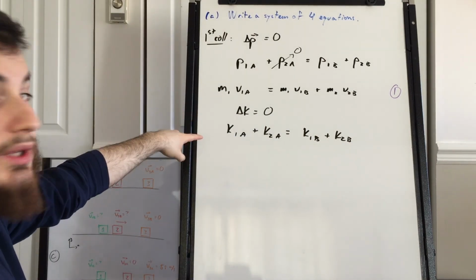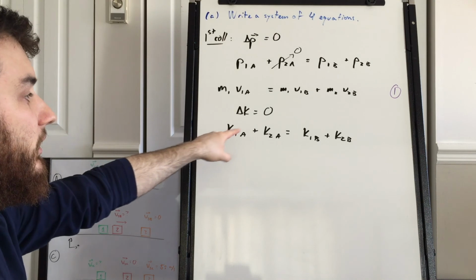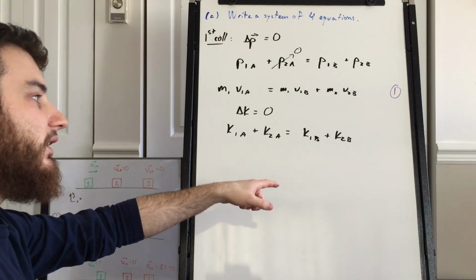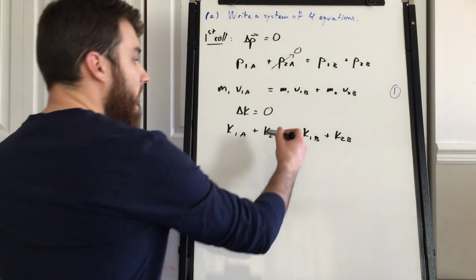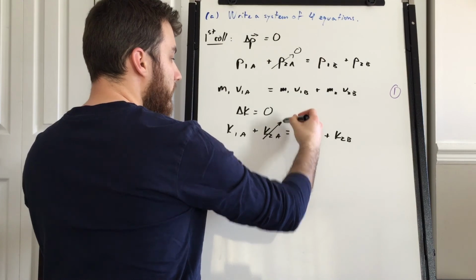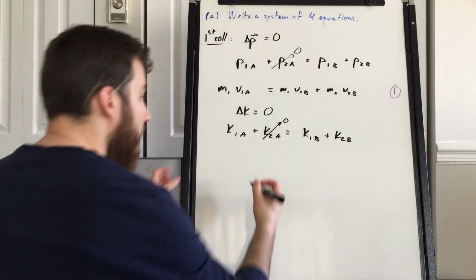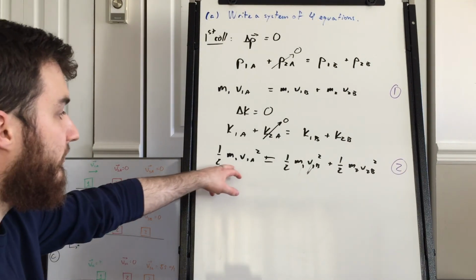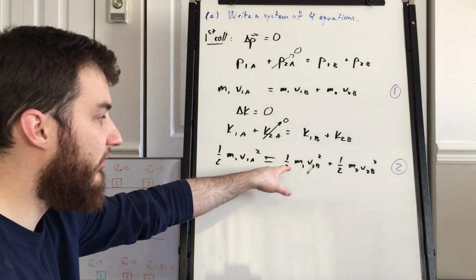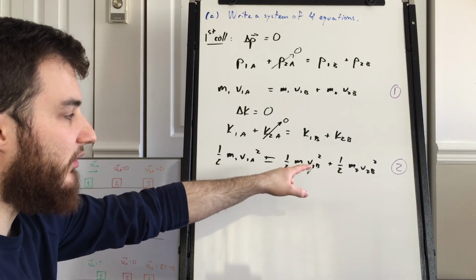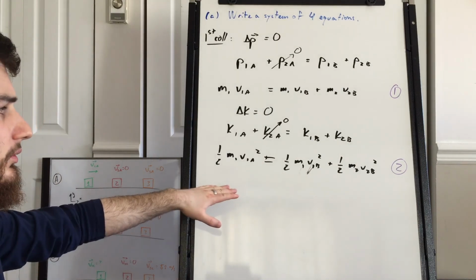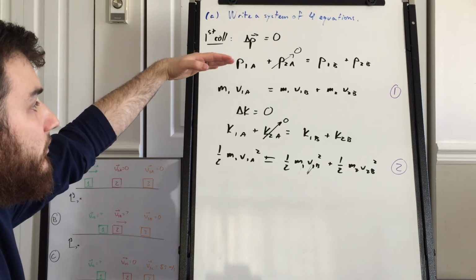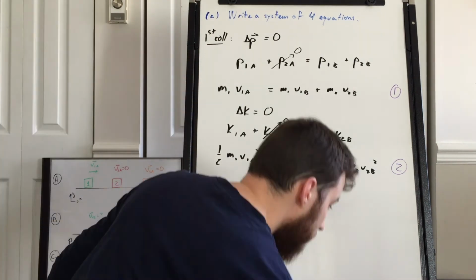Conservation of kinetic energy. We have kinetic energy of block 1 state A plus kinetic energy of block 2 state A is equal to kinetic energy of block 1 state B plus kinetic energy of block 2 state B. Again, v2A is 0, therefore the kinetic energy is 0. We can rewrite this as 1/2 m1 v1A squared is equal to 1/2 m1 v1B squared plus 1/2 m2 v2B squared, where all I did was use the definition of the kinetic energy. I'm going to crunch this down up top and only keep lines 1 and 2.